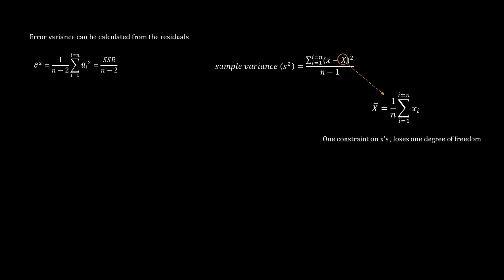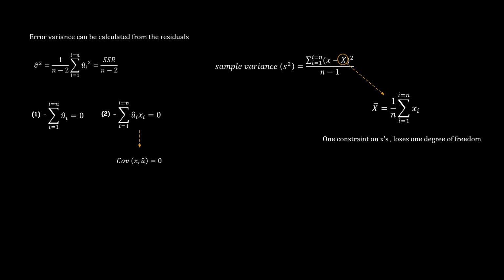Similarly, in the case of error variance calculation, we lose 2 degrees of freedom because there are 2 constraints on the residuals. And those constraints are imposed by the OLS procedure. Number 1, the sum of residuals is 0. Number 2, the residual vector is orthogonal to x. Or you can say that the sample covariance between x and u hat is 0. So now we have an estimate for error variance as well.